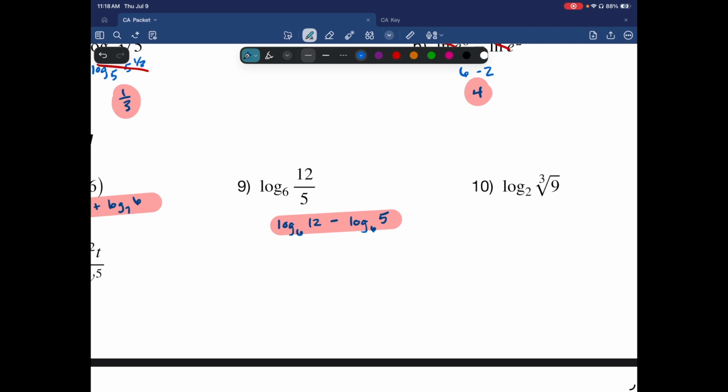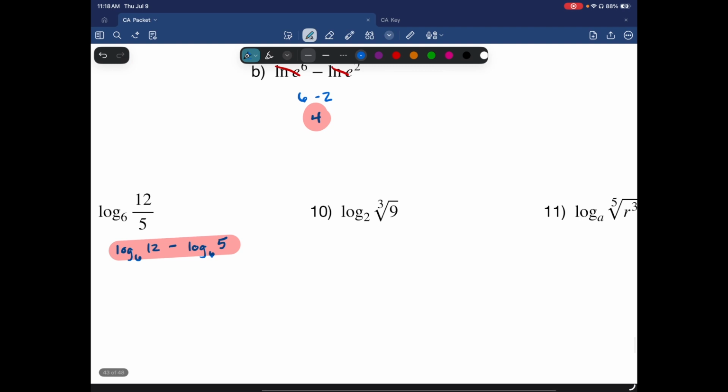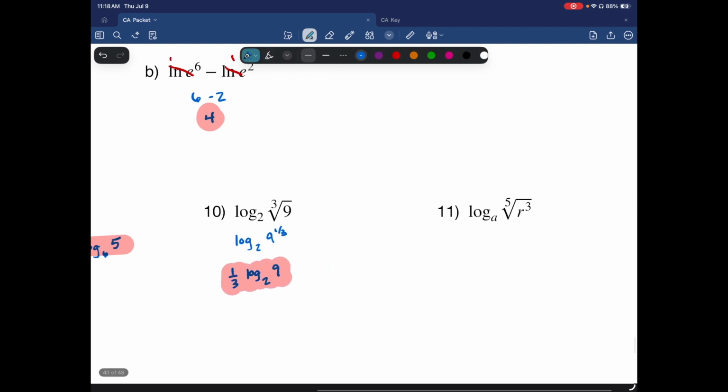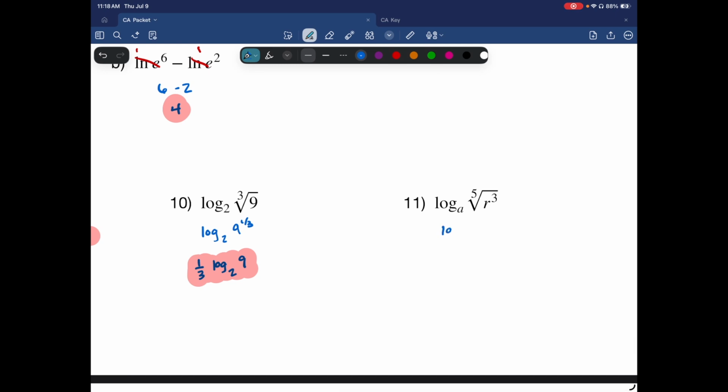All right, number 10. I got log base 2 of 9 to the 1/3. So I'm going to bring the exponent down. So this will be 1/3 log base 2 of 9. And that's all I do there. All right, number 11, I got log base A of R to the 3/5. And so I bring the 3/5 down. I got 3/5 log base A of R.